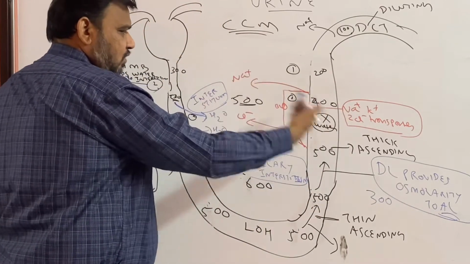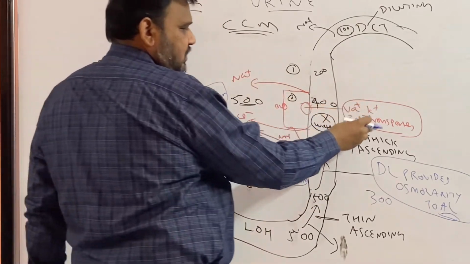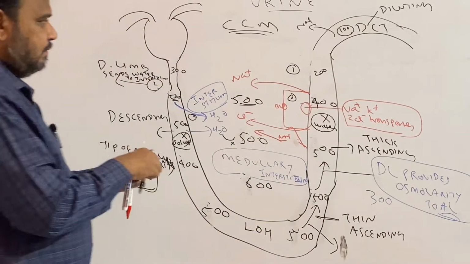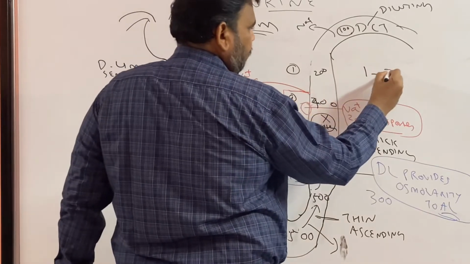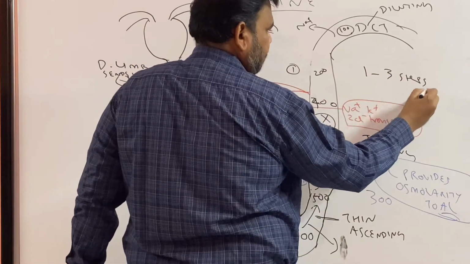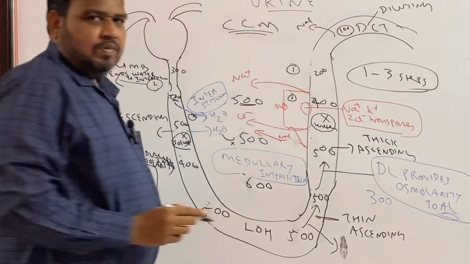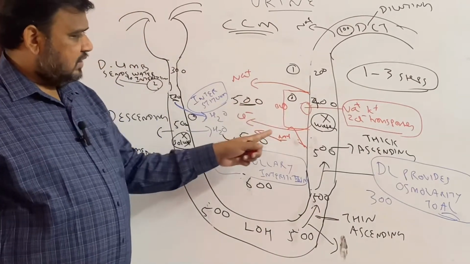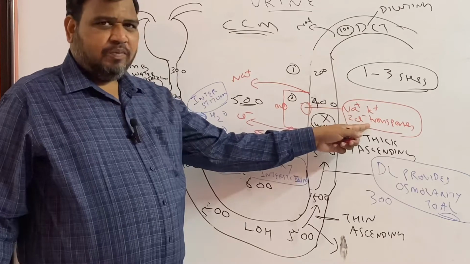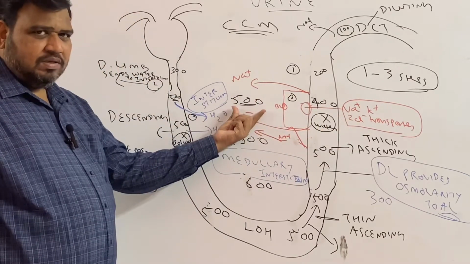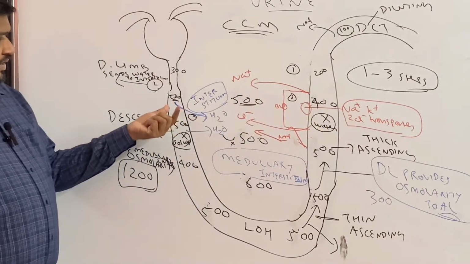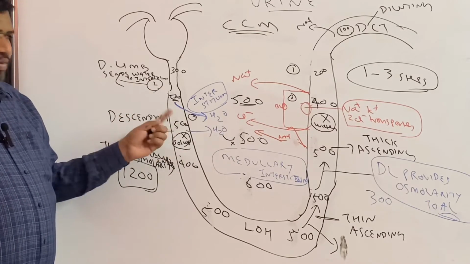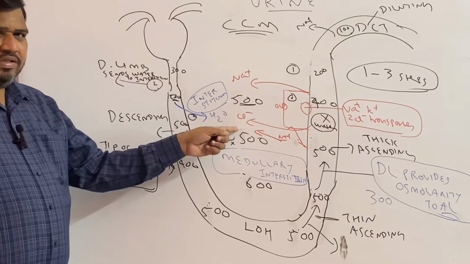The sodium and chloride will be coming through the sodium, potassium, 2 chloride transporter. So these are 1, 2, 3 steps. Let me again repeat: the first step is the sodium, potassium, 2 chloride transporter, which is giving hyperosmolarity to the interstitium. The second step is that the descending limb becomes hyperosmolar to maintain the osmolarity with the interstitium.